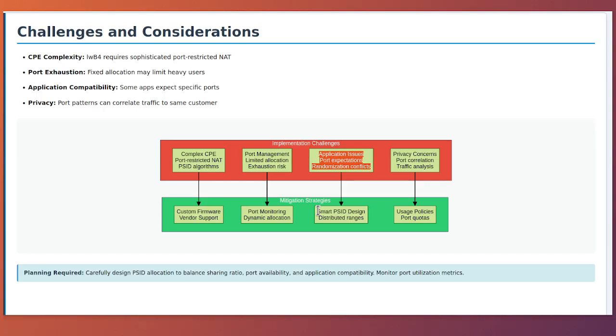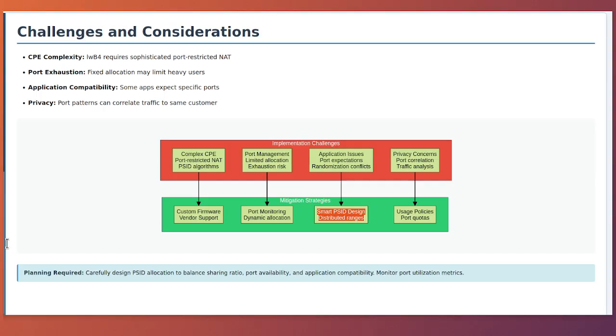The port randomization behavior that some operating systems use for security can also interact poorly with restricted port ranges. The OS might select a random port that is outside the allowed range, causing connection failures. These issues require careful PSID design to ensure reasonable port distribution and may require application-level workarounds.